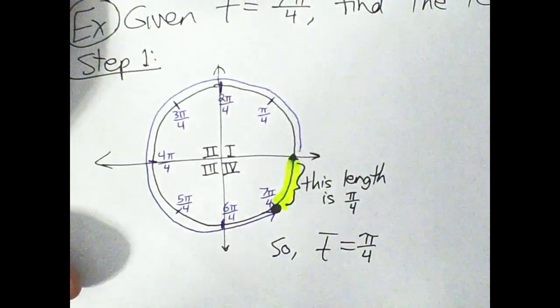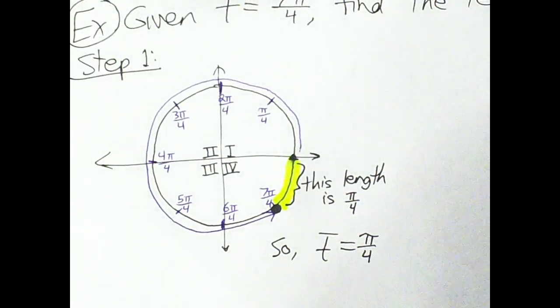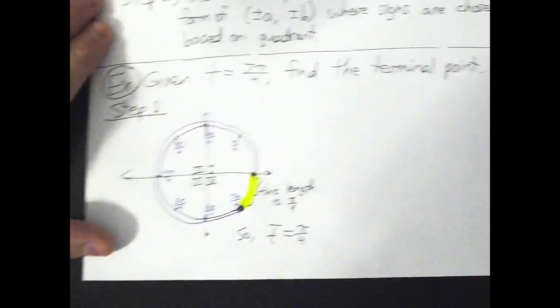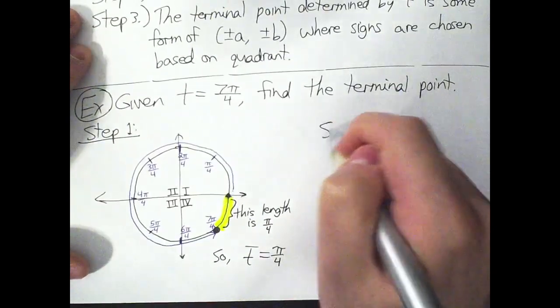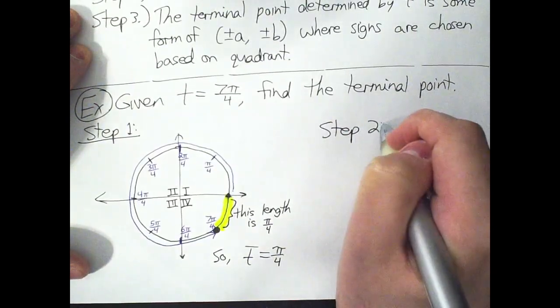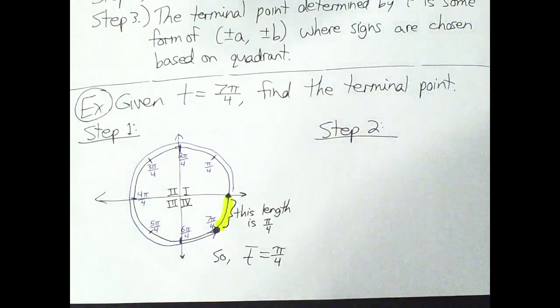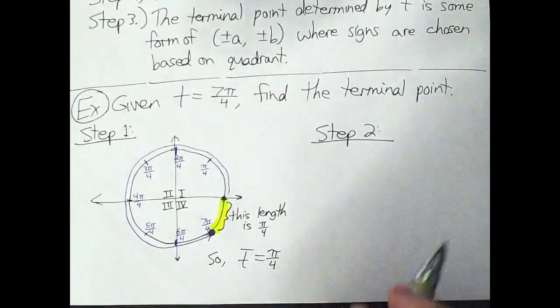That was step 1. Find t bar. I'm going to zoom out. Let's do step 2 over here. Step 2 is to find the terminal point determined by t bar.